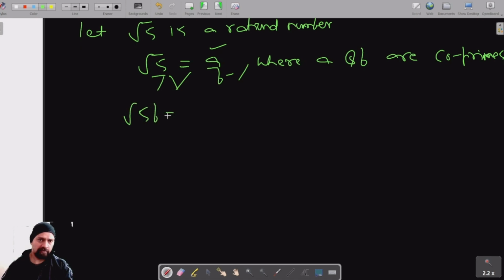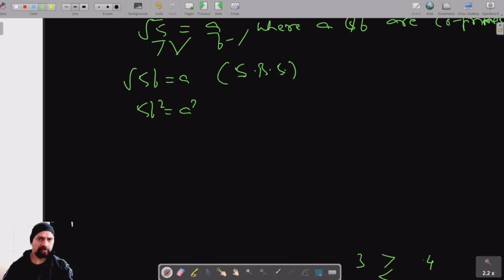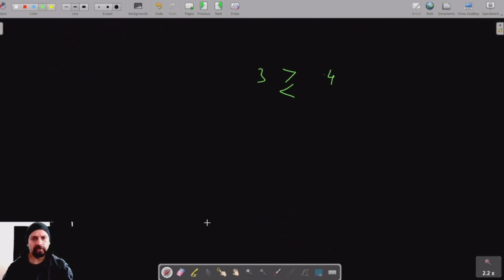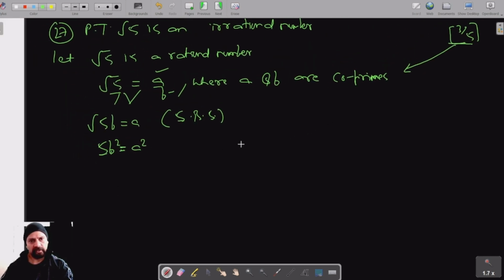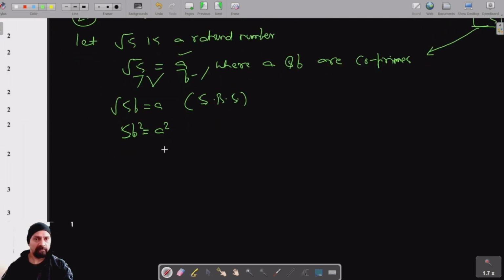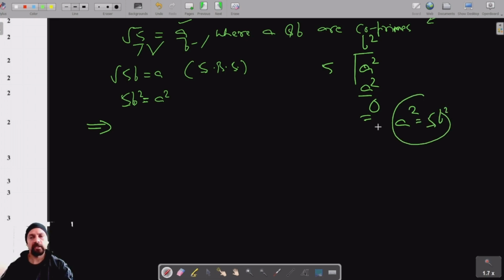So this is root 5 into b is equal to a, and squaring both sides will give us 5b square is equal to a square. So 5b square is equal to a square means that 5 divides a square, using the division algorithm.